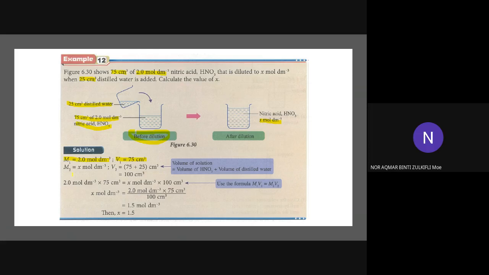But for M2, yes, we need to find M2. For V2, you must be careful, since it is a higher order thinking skills question, it is not stated here. So you need to add 75 plus 25 manually. So the final volume is 100 cm³. The total volume of solution is the volume of the original HNO3 plus the volume of distilled water. Then just follow the formula and you will get the final answer, 1.5 mol dm⁻³.